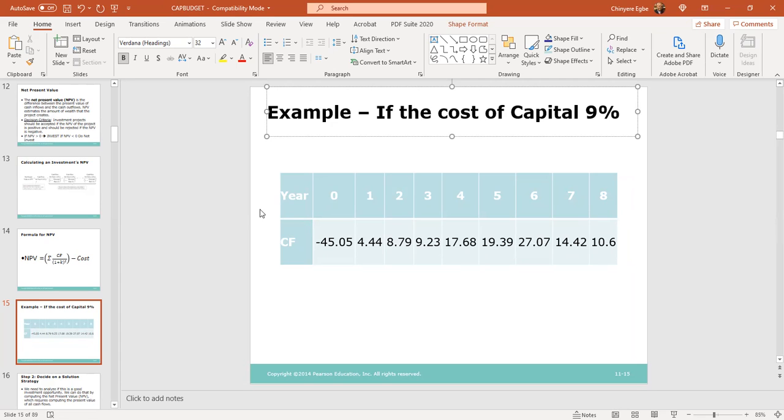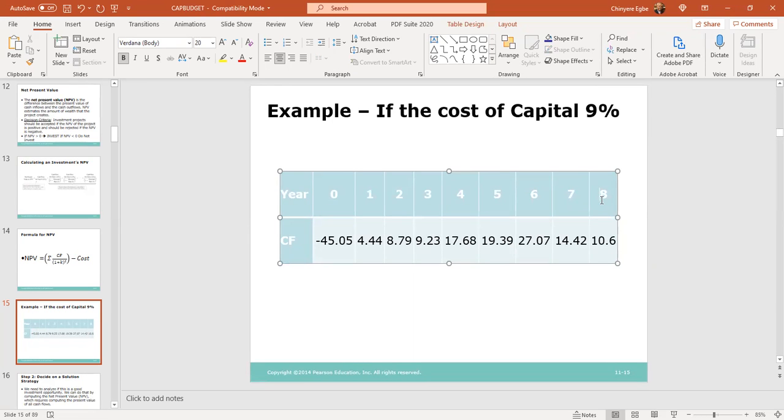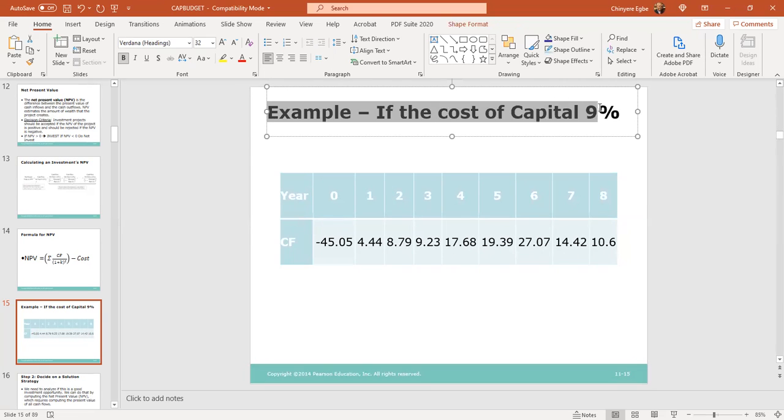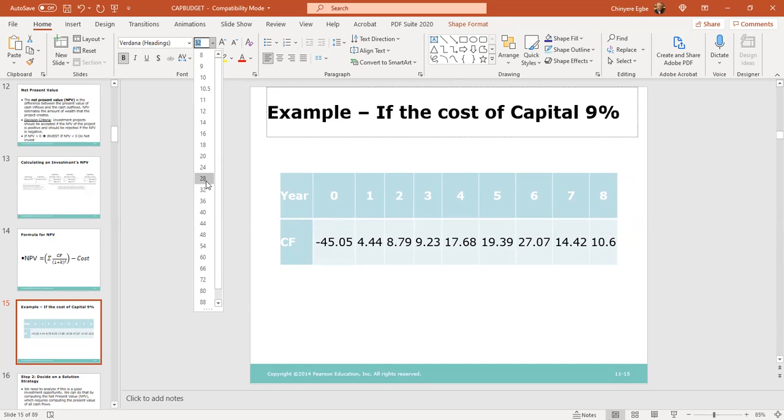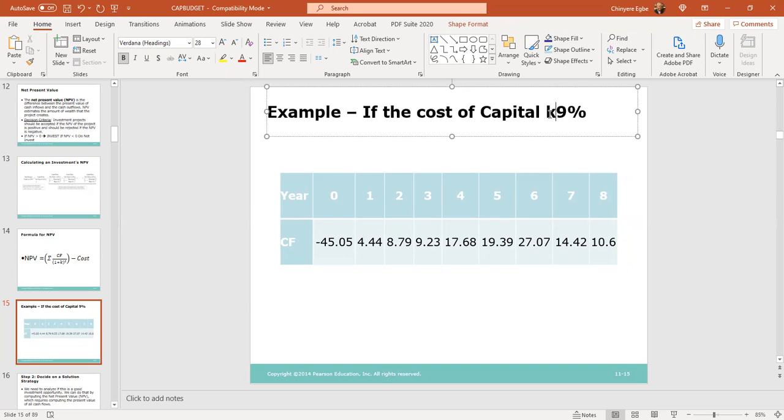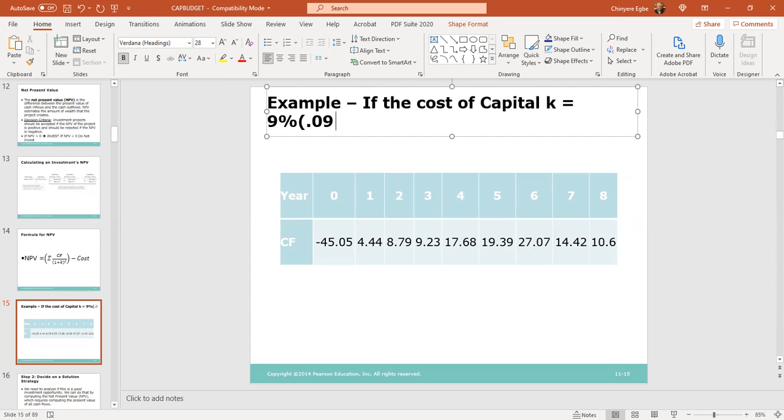In order to do a capital budget, you need to know the time horizon. The time horizon here is 8 years. And then you also need to know the cost of capital. So we're going to say the cost of capital K equal to 9%, that's 0.09. All right, so are you going to invest in this business? Let's see if we're going to be able to justify this investment.